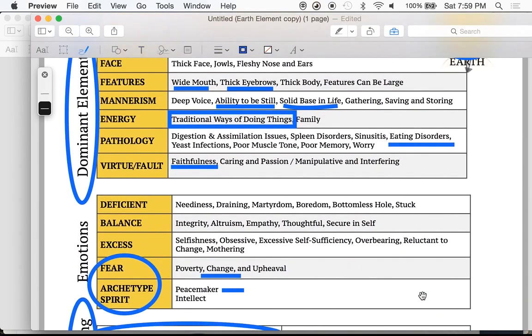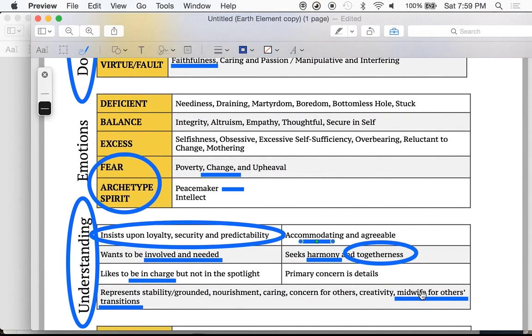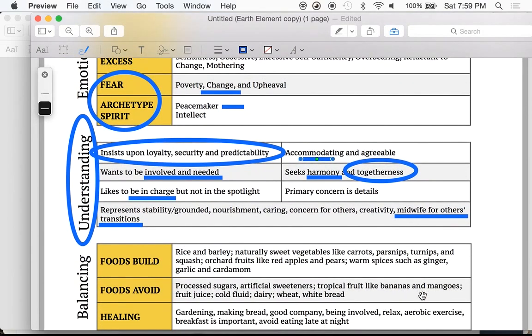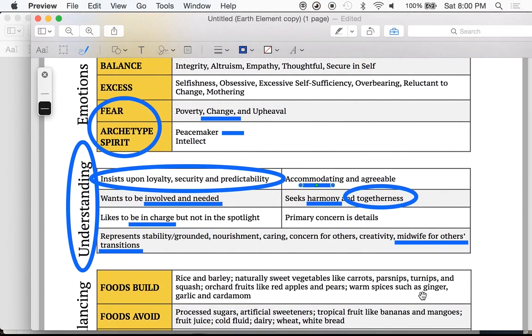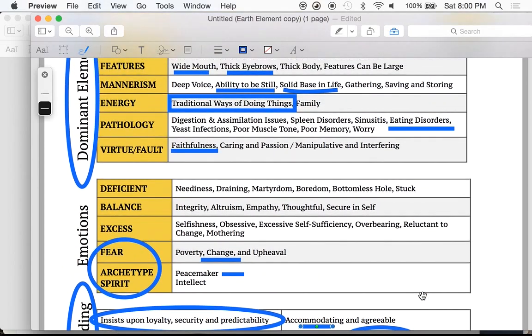Let's talk about how to balance. So we've talked about what it's like to be the goods and the bads and what it's like to be an earth element. Balancing. Now this again goes regardless of whether you are earth element or not. Everyone has within them earth elements.